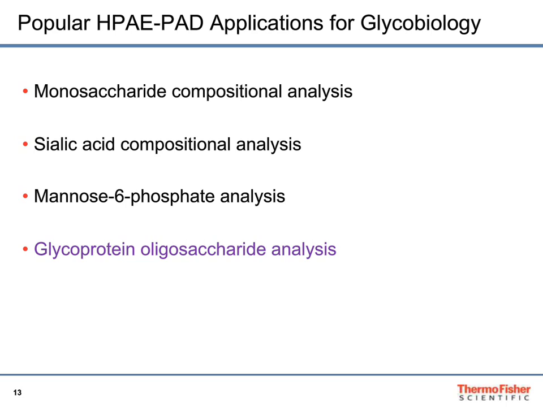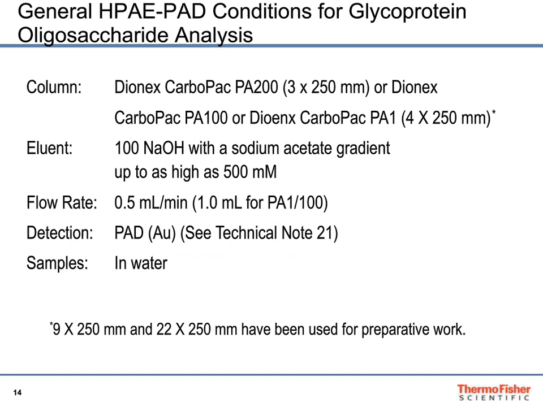And then finally, what we're going to talk about today is glycoprotein oligosaccharide analysis. So again, all four of these analyses can be done on the same system, and actually one column if you so choose. Usually we have specialized columns for each of those applications, but one column can do all those applications. So let's look at some general conditions for glycoprotein oligosaccharide analysis. Now, today we would start with a CarboPac PA200 column, and I'm going to describe that column on the next slide. So that's our best column for oligosaccharide analysis.